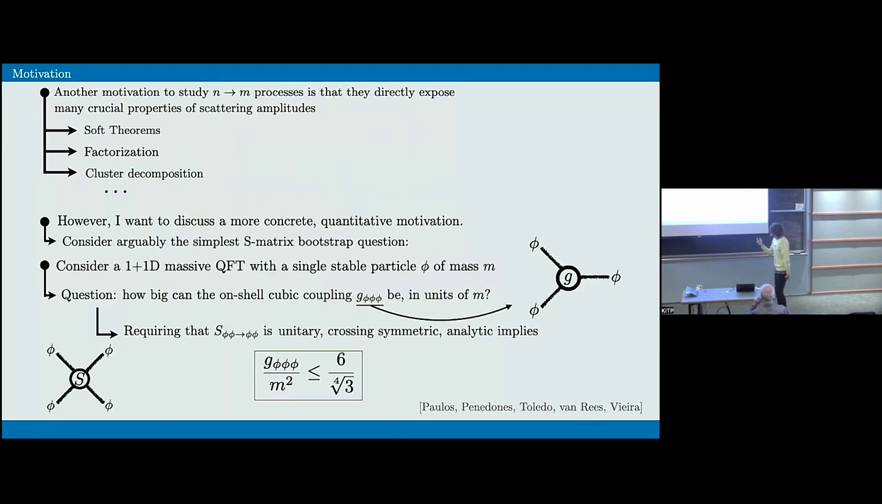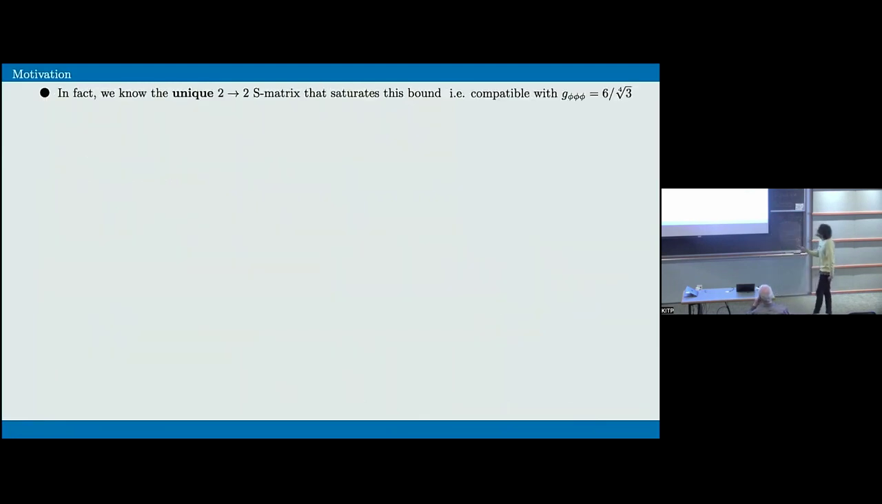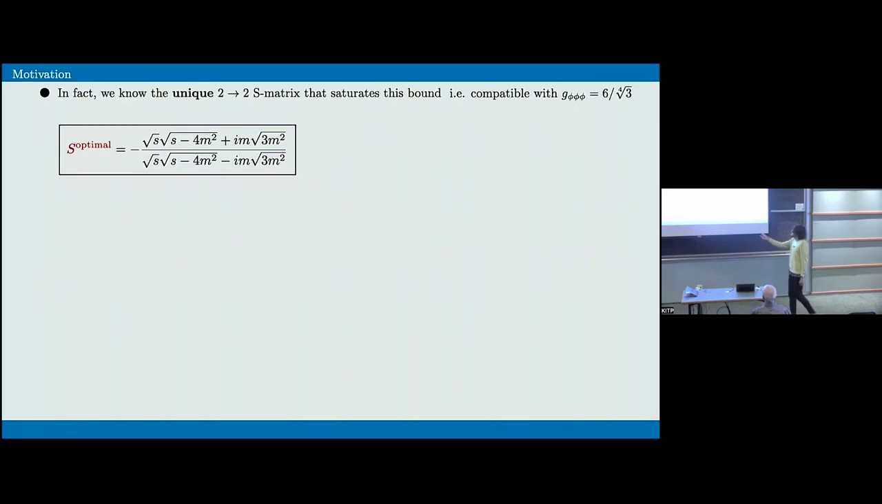In fact, we know the unique 2 to 2 S matrix that saturates this bound. Yeah, the unique S matrix that realizes this coupling, G phi phi phi, equal to this value. This is the answer. It's a very simple expression. Let's try to examine it in more detail.